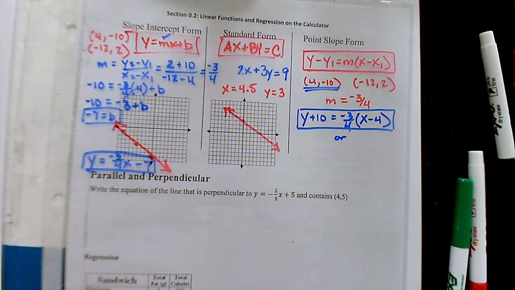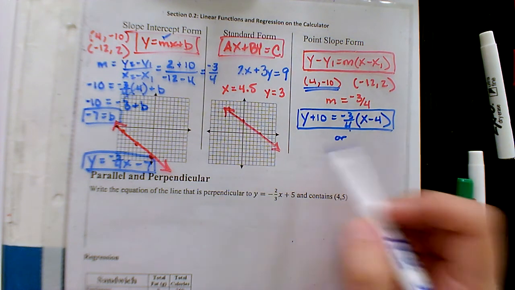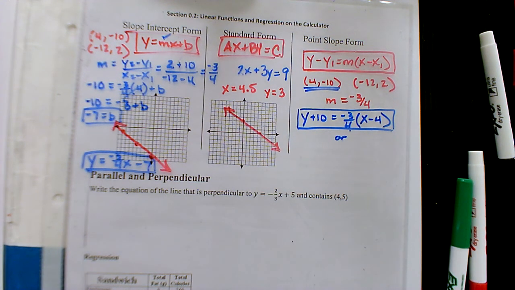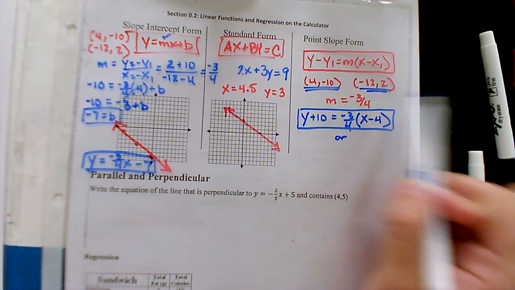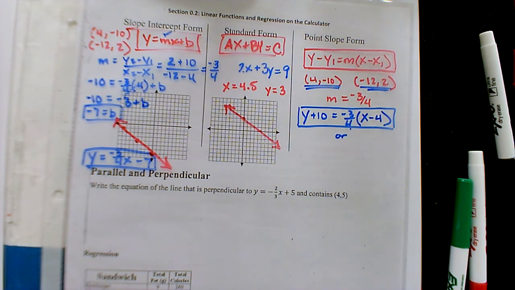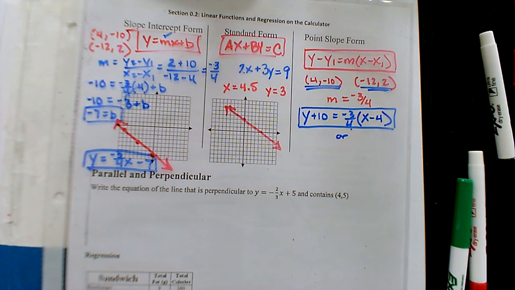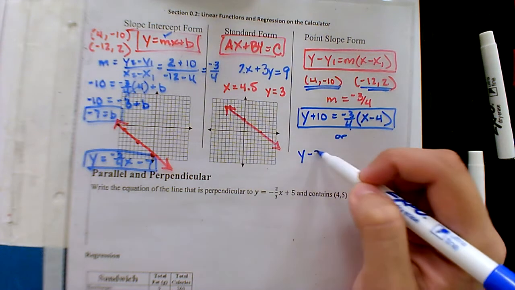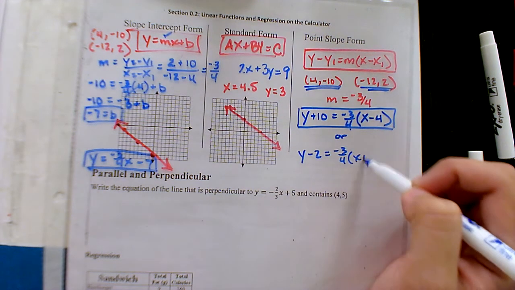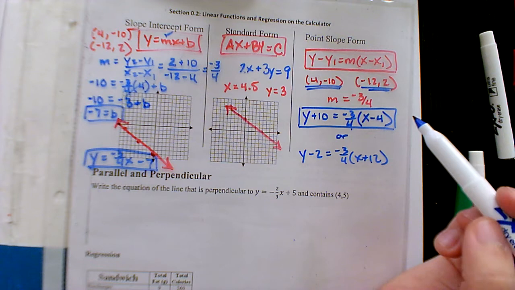But we have another point, so some of you may have used that to help you write the equation. Can you guys try that real quick? What would the point slope form look like if you tried the -12, 2? Anybody want to give it a shot? Good, Julia? y minus 2 equals -3/4 times x plus 12. Thumbs up? We did good?